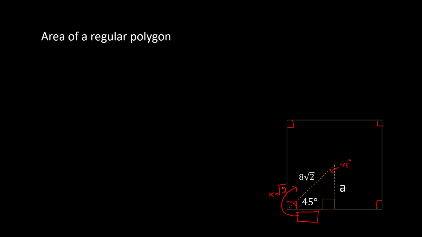So what times square root of 2 would give me 8 times square root of 2? Well, that's just going to be 8. So this side length would be 8. And then the apothem would also be 8, because the legs are the same for a 45, 45, 90 triangle. So if this leg is 8, then this other part is also 8 over here on this side. So the entire length of the side would be 16. So every side would have a length of 16.